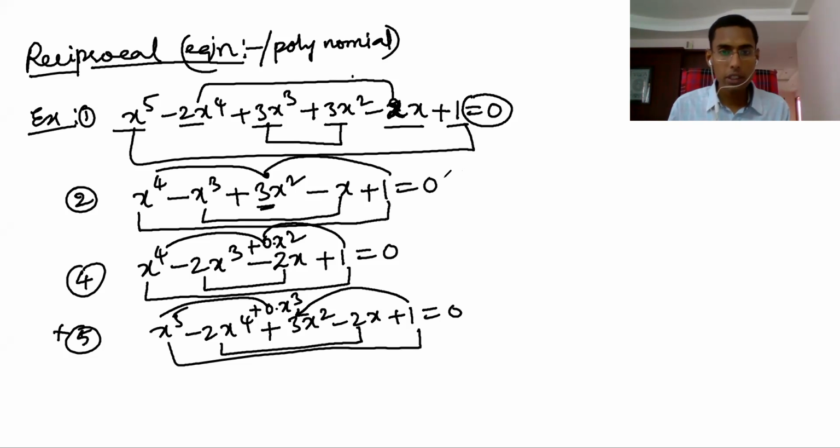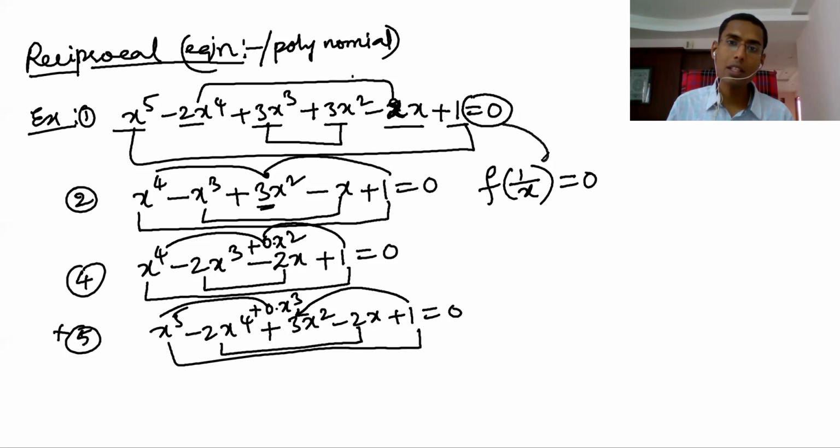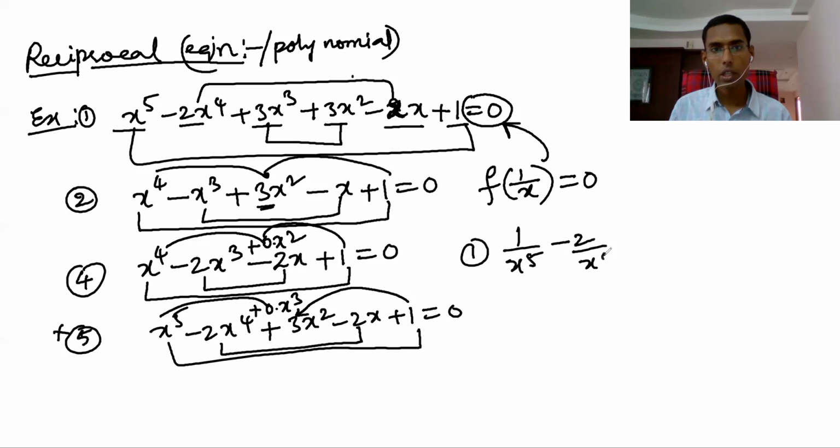What happens is, in the place of x, if you put 1 by x, replace x by 1 by x, then what do you get? You will get the same equation as this equation. If you want, you can put and see. Writing the first equation: 1 by x power 5 minus 2 by x power 4 plus 3 by x cube plus 3 by x square minus 2 by x plus 1 equal to 0.